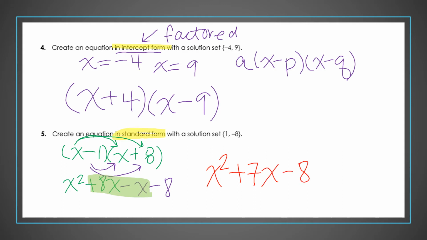And these do say create an equation, so technically they should have an equal sign. So I'm just going to throw an equals 0 at the end. It could be y equals, or maybe just an expression. The key is that you know how to actually write the x plus 4 and the x minus 9, or the x minus 1 and the x plus 8. You can go from solutions or x-intercepts to factors, and then if necessary, know how to FOIL to get your standard form.